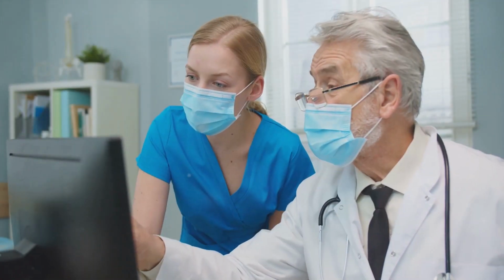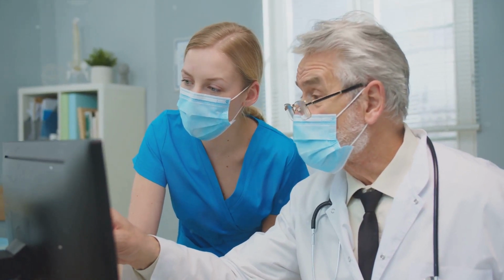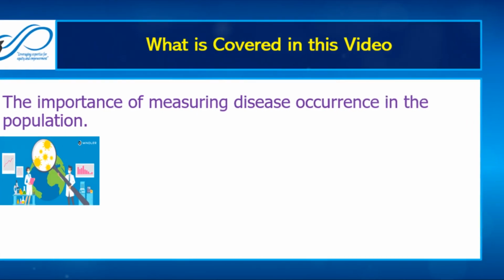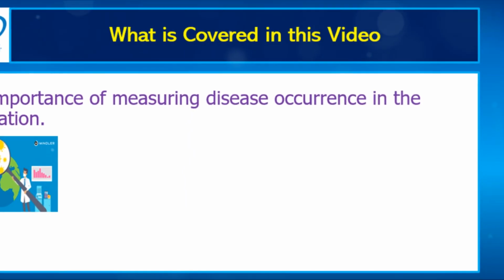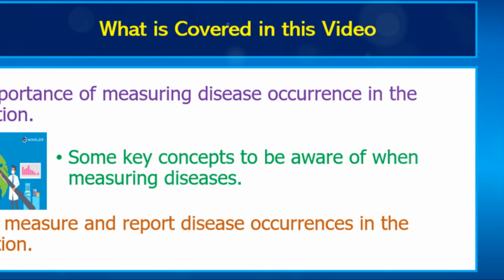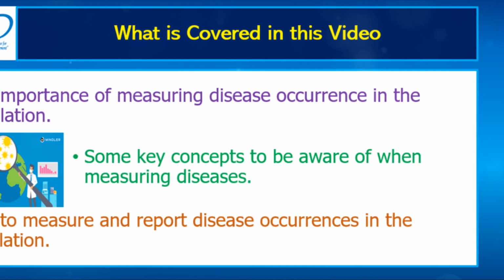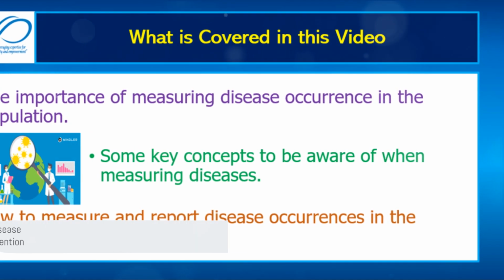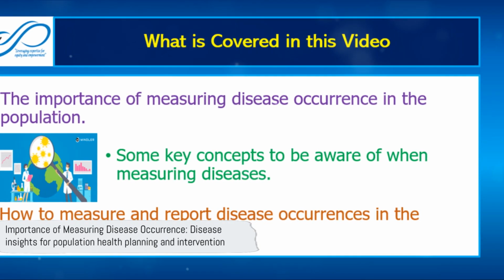In this video, measuring the occurrence of disease in the population, we will explore the importance of measuring disease occurrence in the population, some key concepts to be aware of when measuring diseases, and how to measure and report disease occurrences in the population. So why is measuring disease occurrence important?